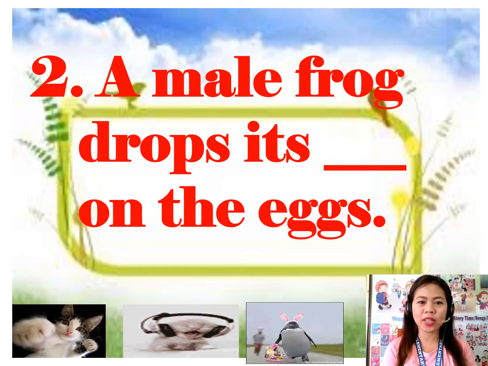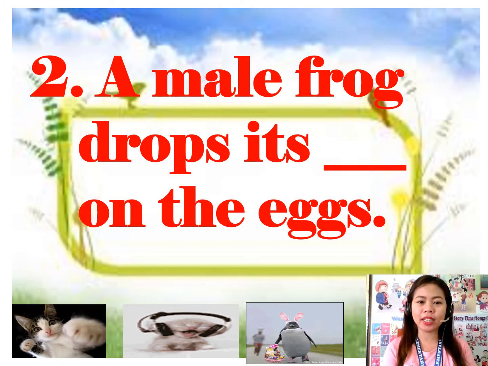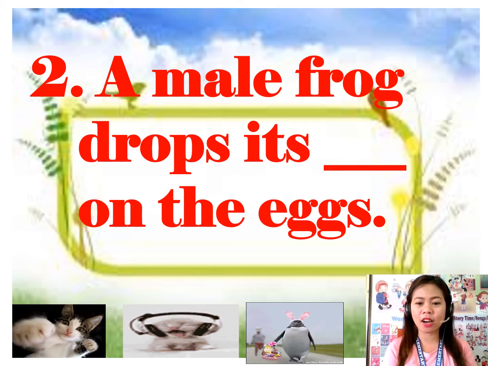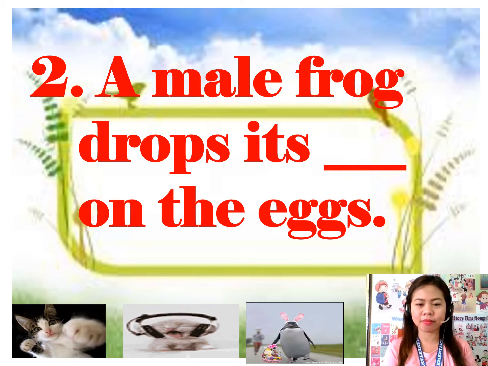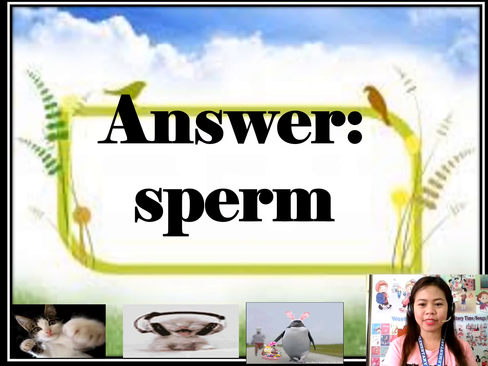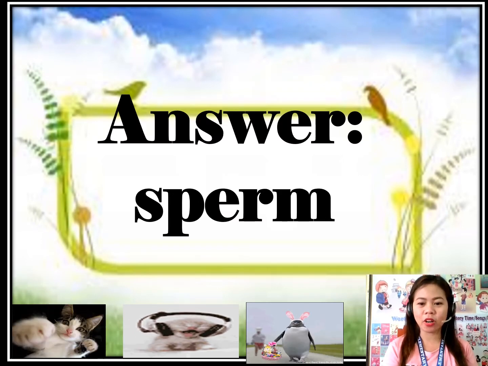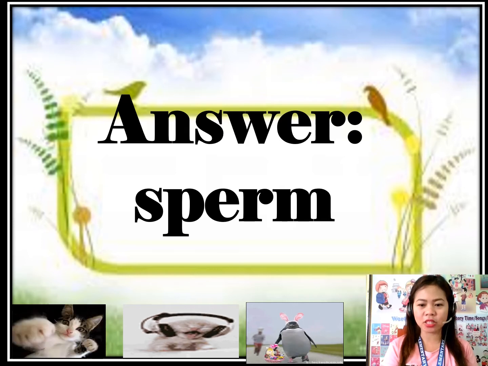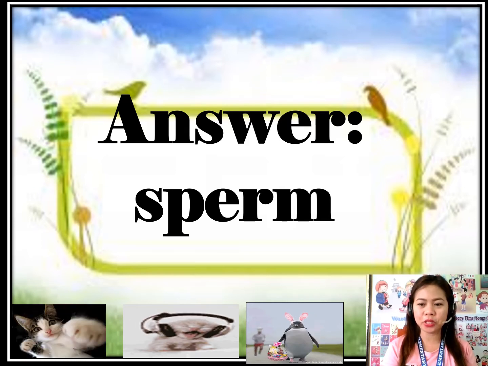The number 2 question is, a male frog drops its blank on the eggs. What do you think does a male frog drop on the eggs of the female frog? Anyone? Very good. Sperm or sperm cells is the correct answer for number 2.